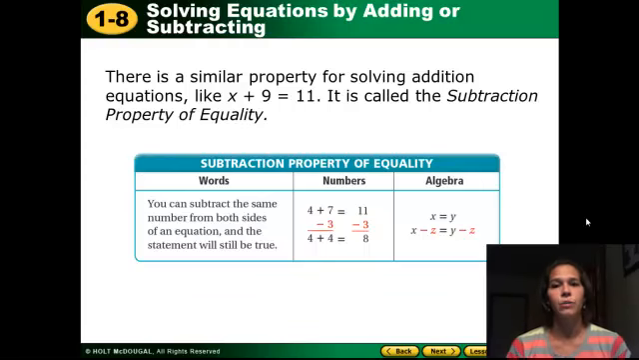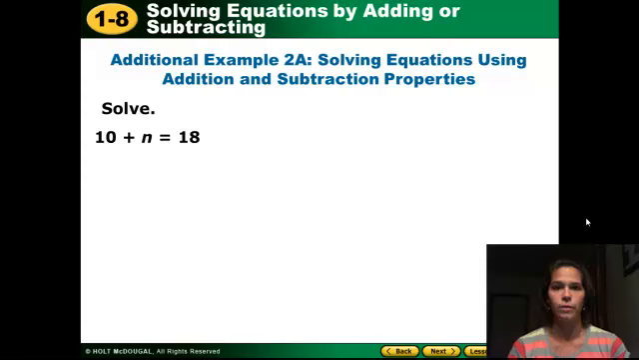If I had an equation like x plus 9 equals 11, to solve that, I'm going to use the subtraction property of equality, meaning to undo that addition and isolate x, or isolate my variable, I'm going to subtract something from both sides of my equation. So on both sides of that equal sign, the statement will still be true. So there's an example with numbers. I subtract 3 from both sides, I still have a true statement, and then it shows you with algebra using variables. So let's go ahead and put these into practice.